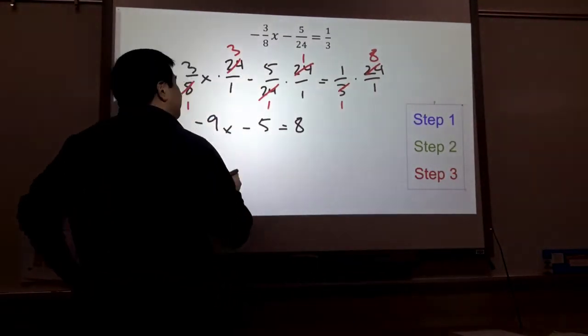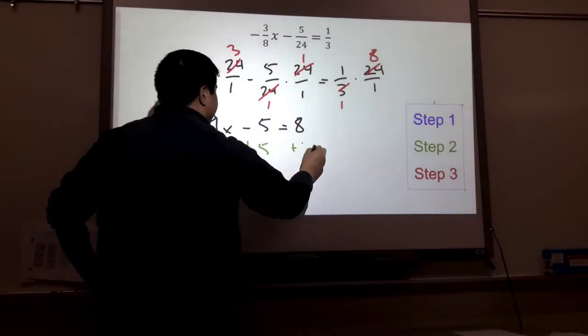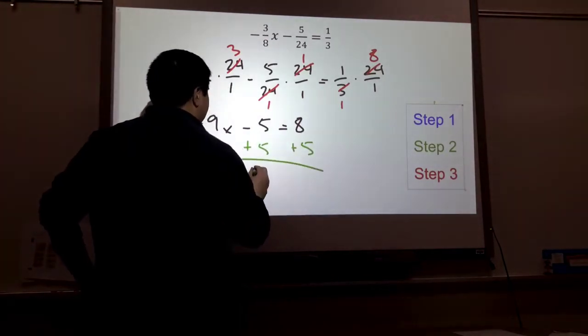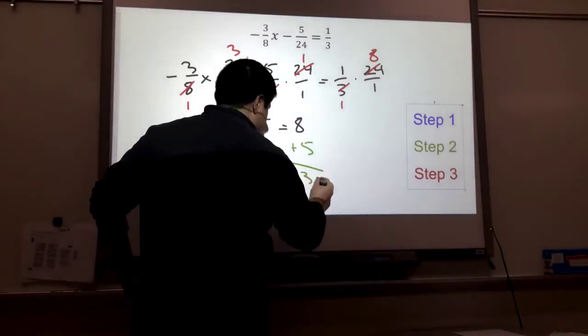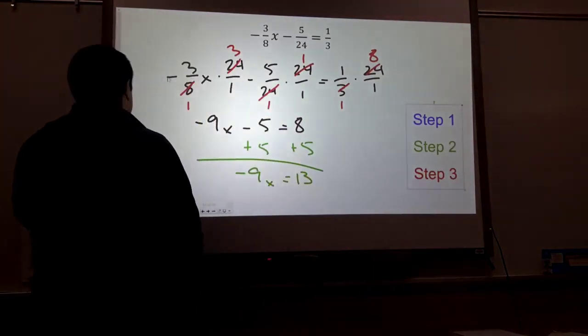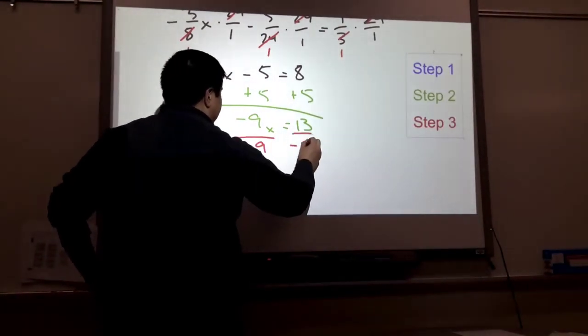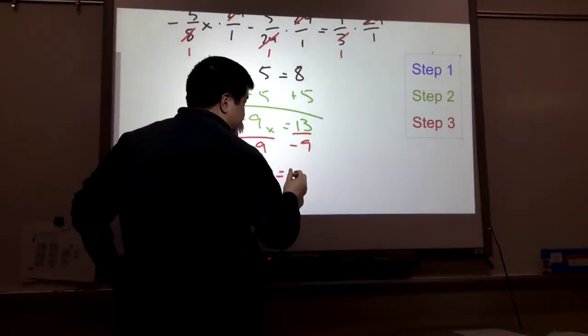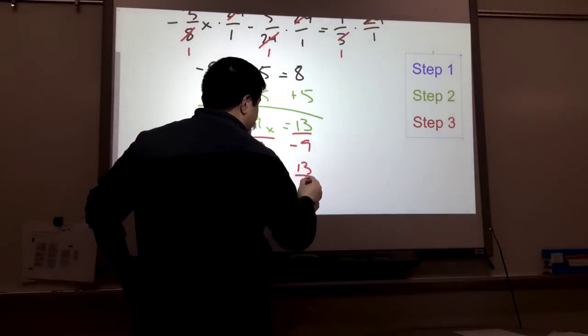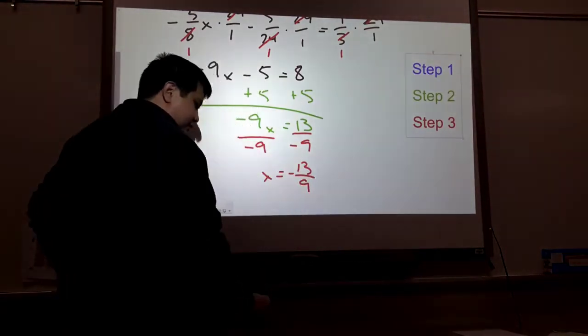We're on to step 2. Add 5 to both sides. We get negative 9x equals 13. On to step 3, we're going to divide both sides by the coefficient, which is negative 9. We get our answer as x equals negative 13/9.